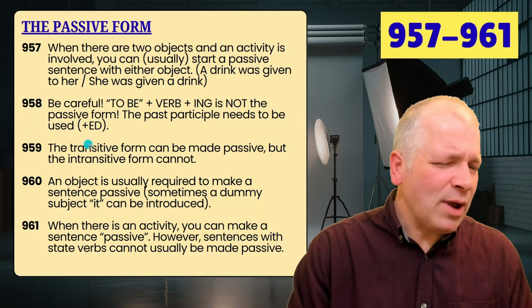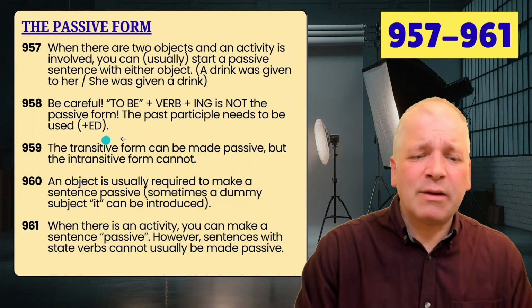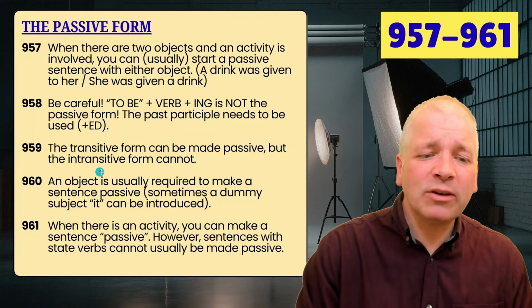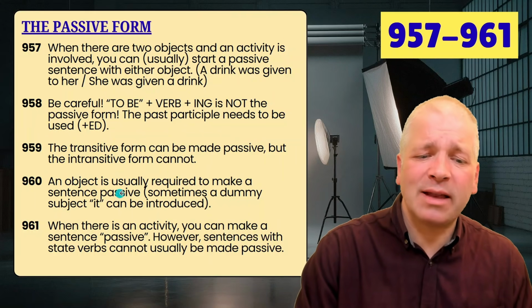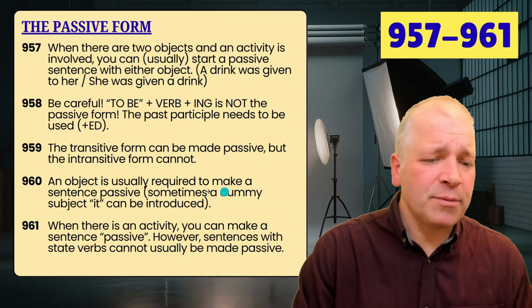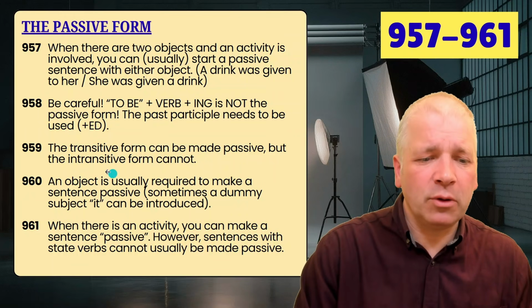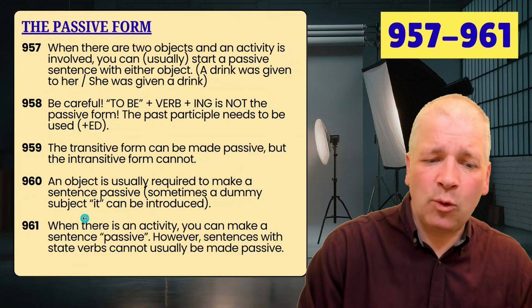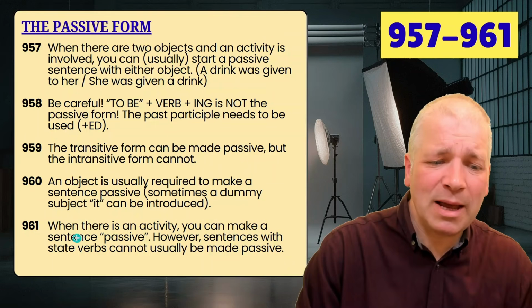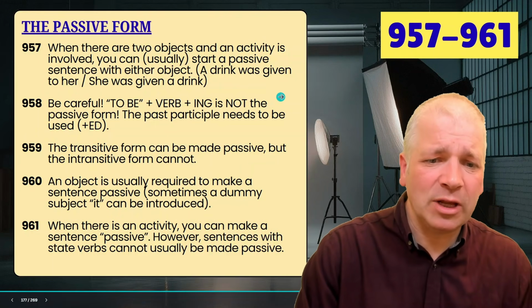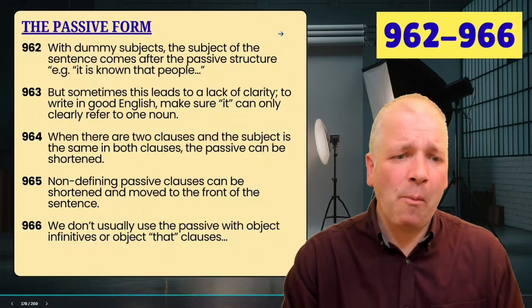There's a difference between transitive and intransitive. Transitives can be made passive, intransitives cannot. An object is usually required to make a sentence passive. Sometimes you can introduce a dummy subject, "it", in order to get around this, but in general, you need to have the object. And when there is an activity, you can make a sentence passive, but sentences with state verbs cannot usually be made passive.